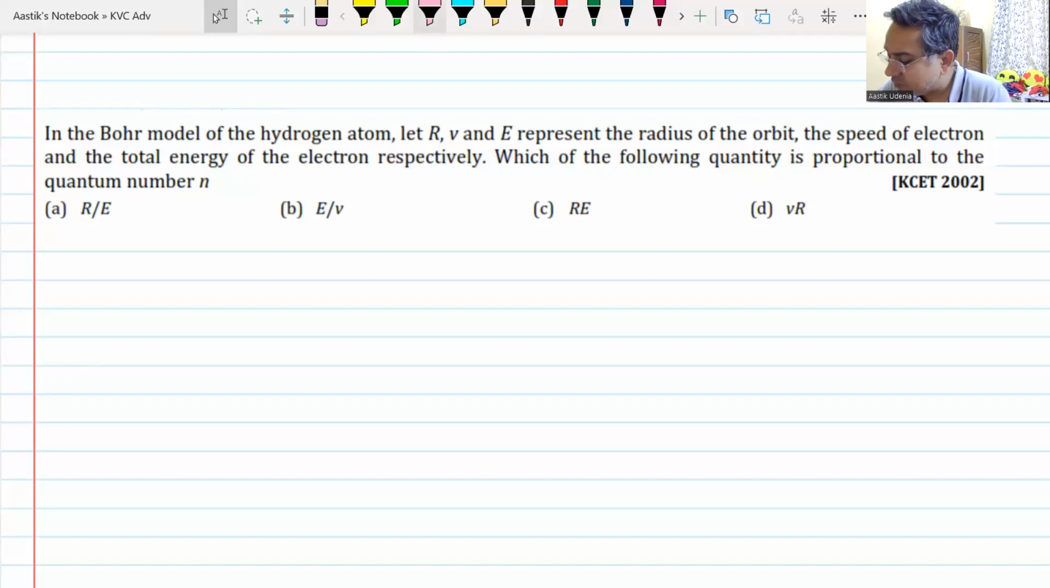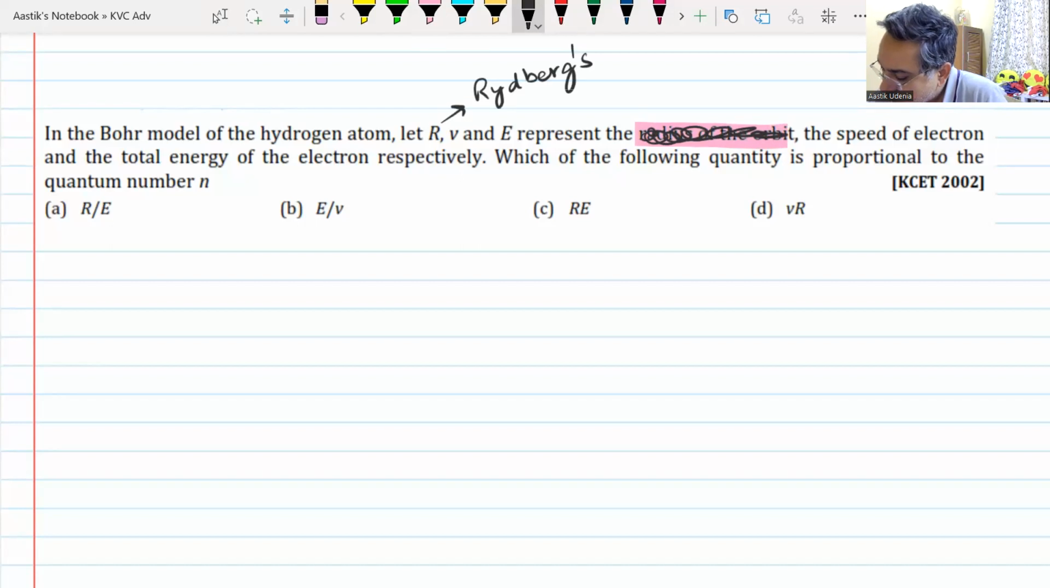Here is a small correction. This r is not the radius of the orbit. This r is actually your Rydberg's constant. So just correct it and now solve this question. This r is the Rydberg's constant, not the radius of the orbit.